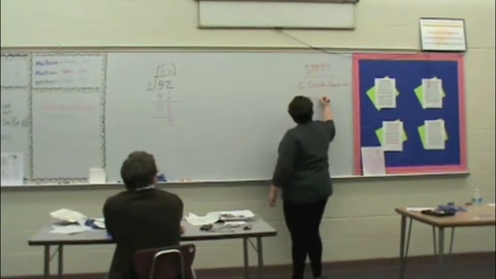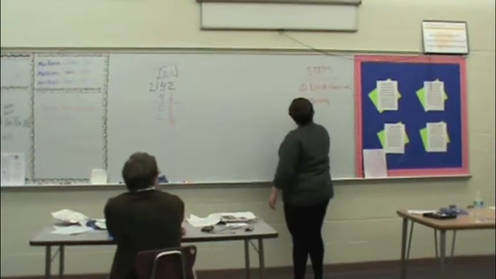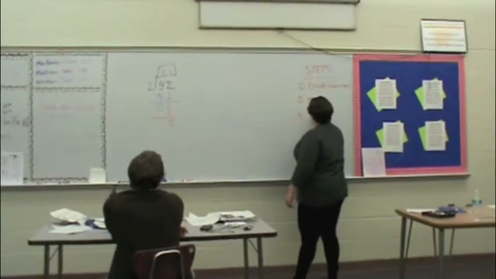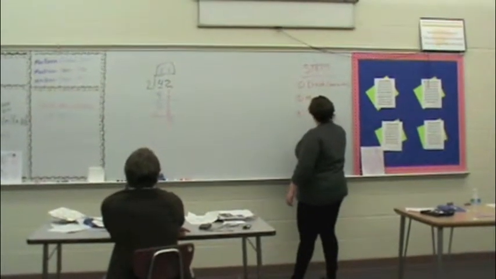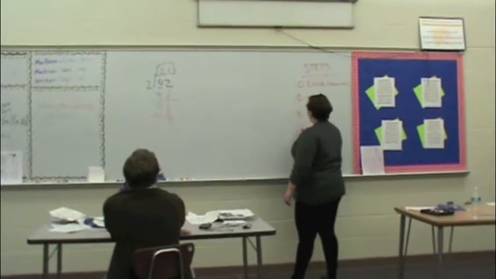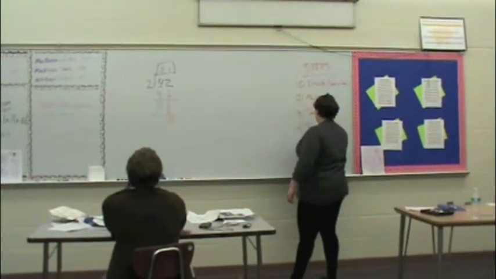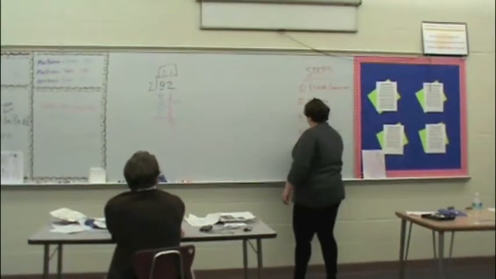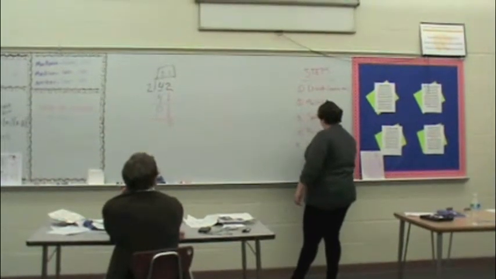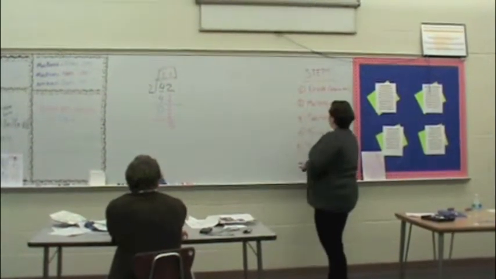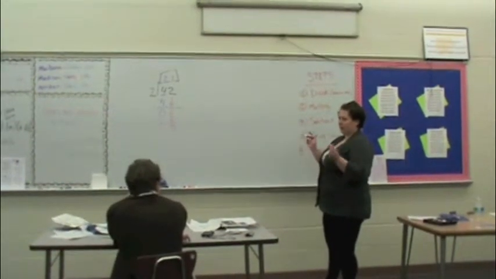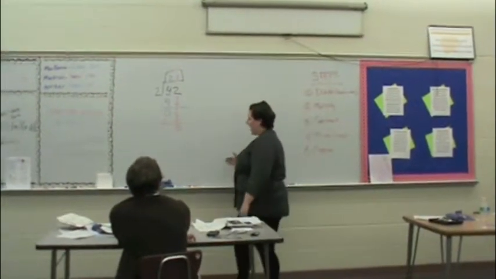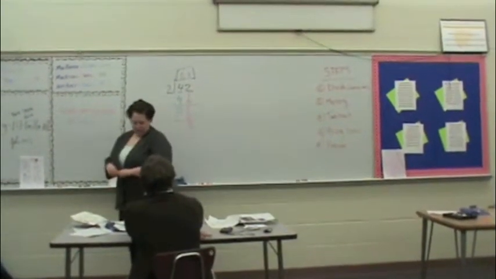Yes. Then I subtract. That was my next step. Then I bring down. Then it repeats. It does. So you have 5 steps. So you divide or reverse multiply. You multiply. You subtract. And then you bring down.